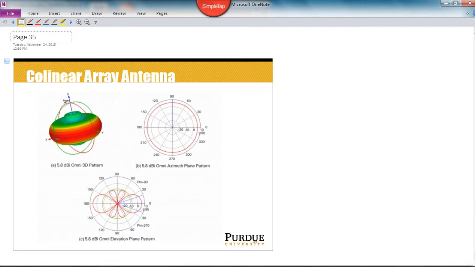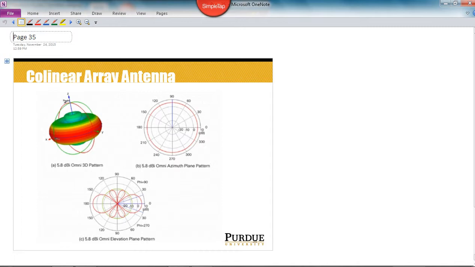We can do this by stacking omnidirectional structures in a vertical fashion to retain the same omnidirectional pattern in the azimuth plane, but a more focused elevation plane beam, which then has a higher gain. This technique is called a collinear array, and so basically, by stacking wire elements on a circuit board, we can increase the gain by developing this collinear array.